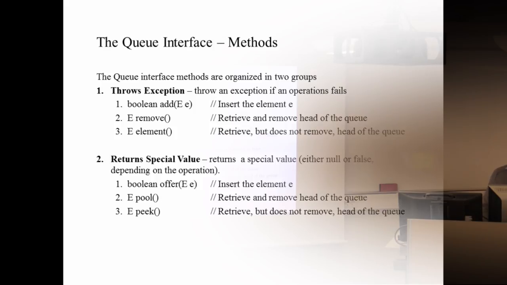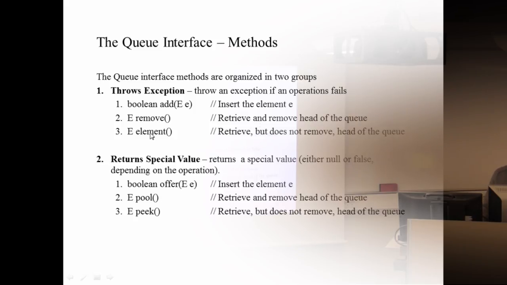And these three operations here and these three operations here, they basically are performing the same operation. The only difference is that the methods in this group throw an exception, and here, instead of throwing the exception, they return the special value. The add method, you use it to insert the element in a queue, and remove will return you the element and also remove that element.